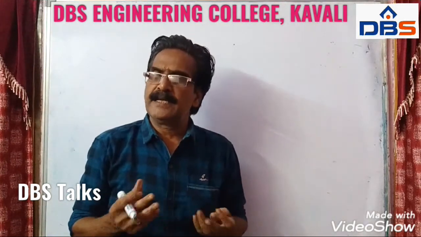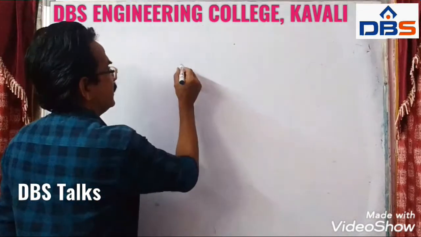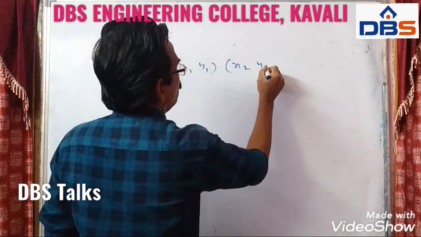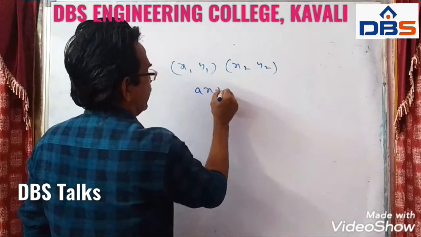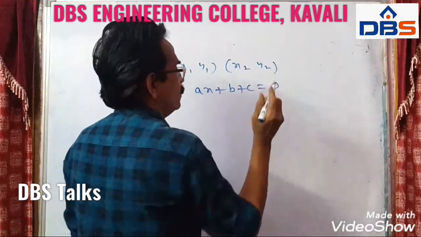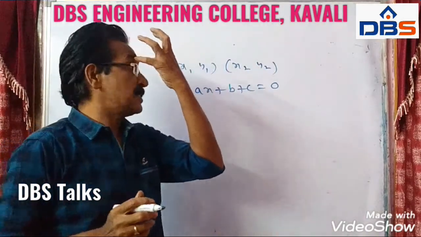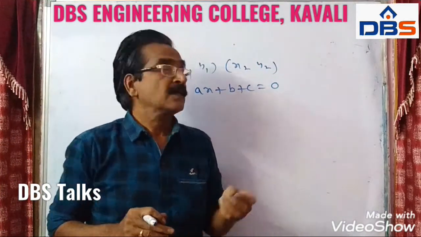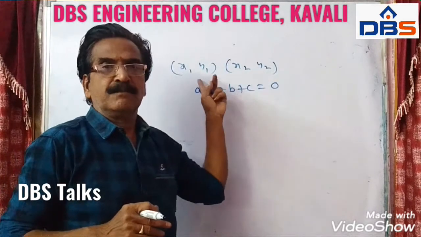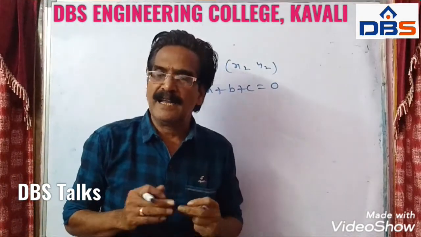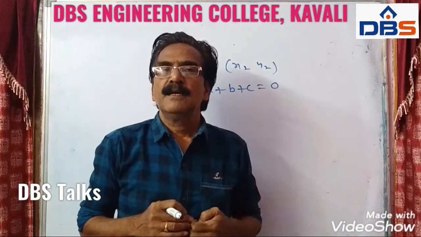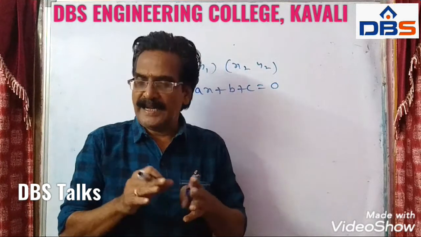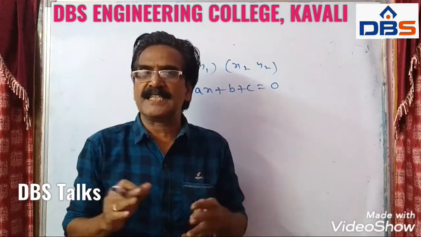Let the 2 points be x1 y1 and x2 y2, and line ax plus by plus c is equal to 0. Here the problem is, friends, whether the given 2 points lie on the same side of this line or on either side, that is opposite side of this line.